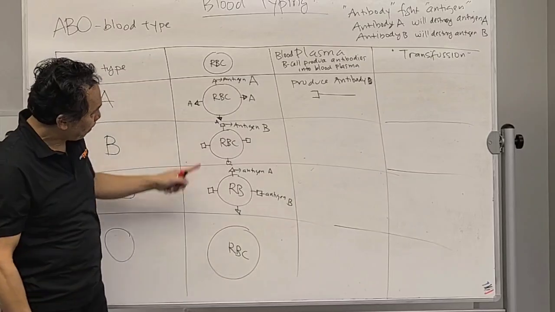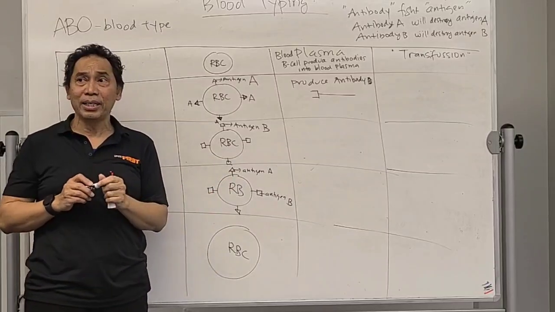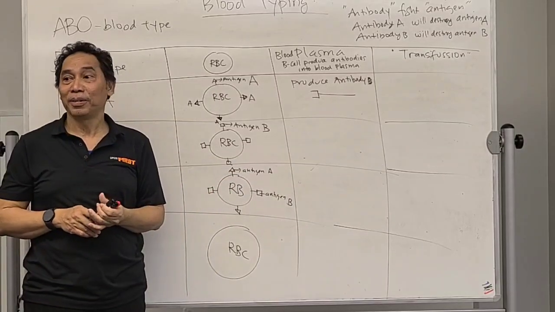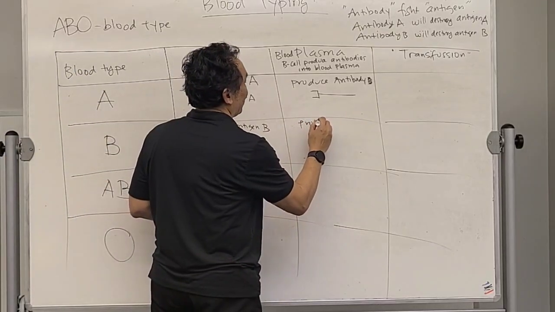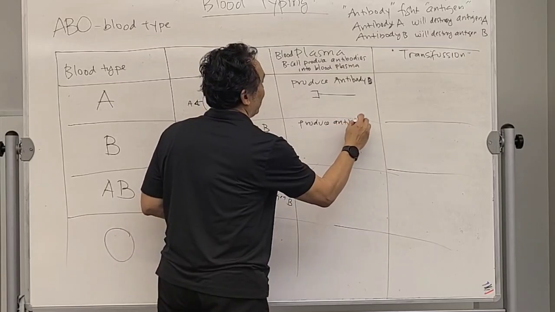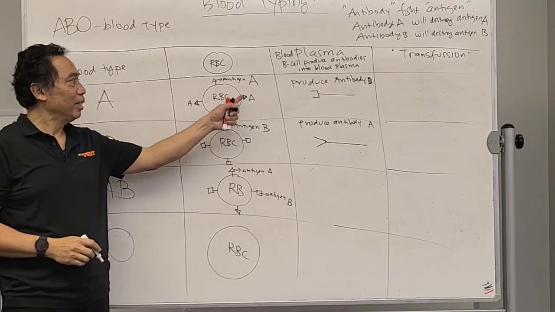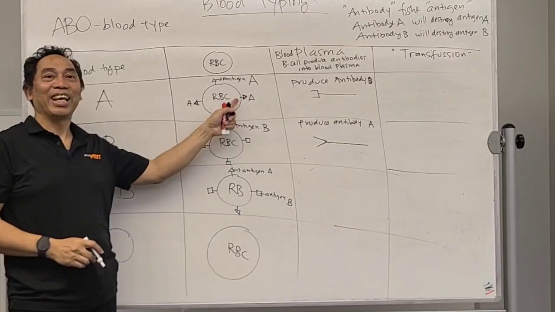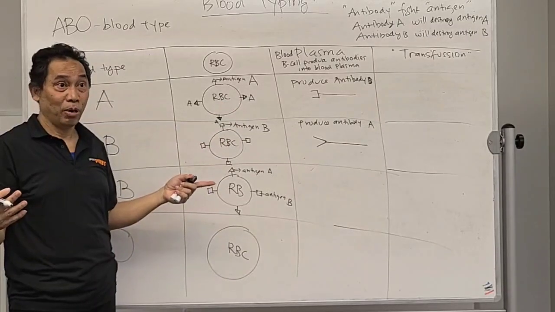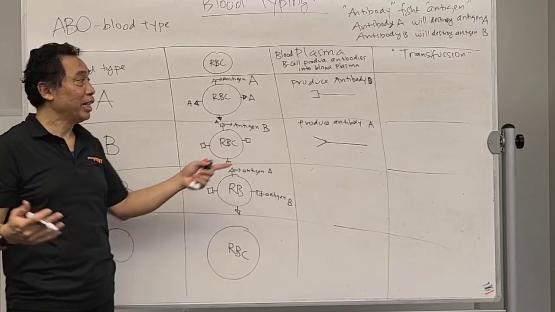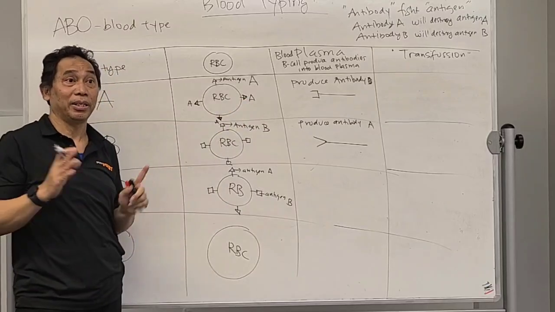Now, if you are blood type B, will you produce antibody A in your blood, in your plasma? Yes. So you produce antibody A. It's going to look like this. It's only killing the square one, not the triangle one. Can you follow this one? This is actually what is happening in our blood. It doesn't really look like this, but it fits with the structure of the antigen.